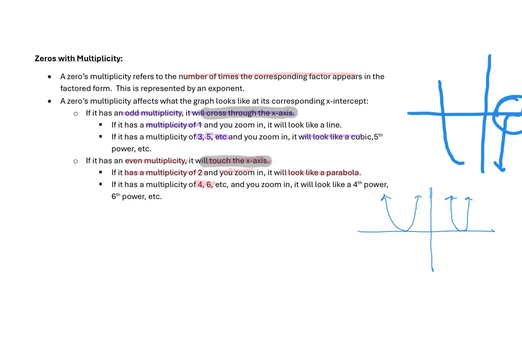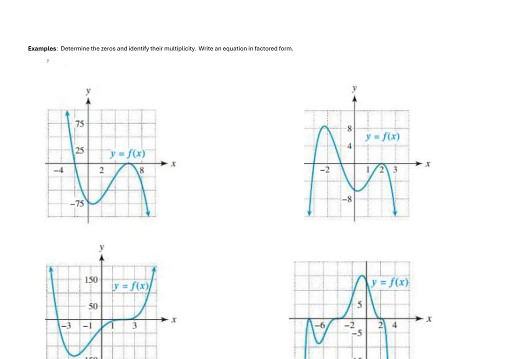All right, let's go ahead and look at some examples. For each one of these problems, we want to determine the zeros and identify their multiplicity. After that, we want to write an equation in factored form. So let's start with our first one.